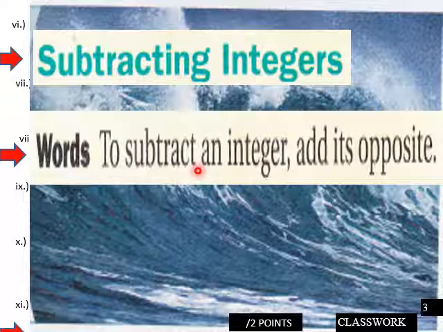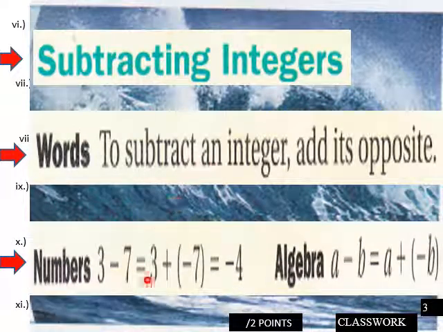Subtracting integers. To subtract an integer, add its opposite. So we have this situation here. So add a negative 7 to 3 and you get negative 4. And in algebra it would be a minus b equals a plus a negative b. That would be the way to do it using algebraic symbols. But this is the idea here. Basically you start at 3 and then you move to the left 7 units and you are at negative 4, is the idea, using a number line.